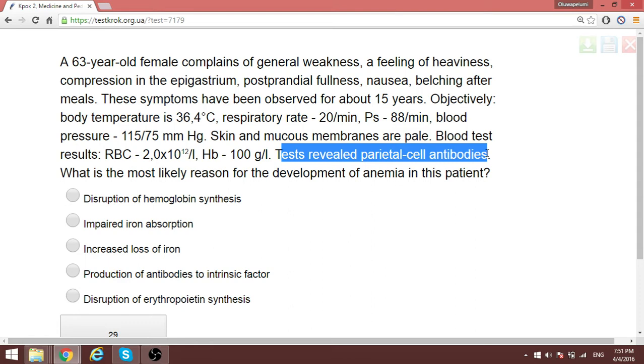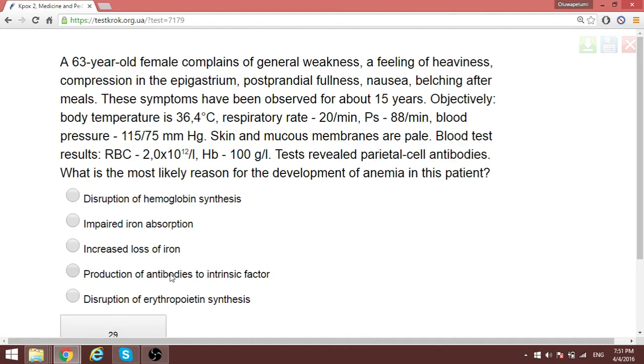Parietal cells are responsible for the release of intrinsic factor, which binds to vitamin B12 for its absorption. So when that is impaired, the patient is going to have vitamin B12 deficiency anemia, what we call pernicious anemia. So what is the most likely reason for the development of anemia in this patient? There is production of antibodies to intrinsic factor, that is pernicious anemia.